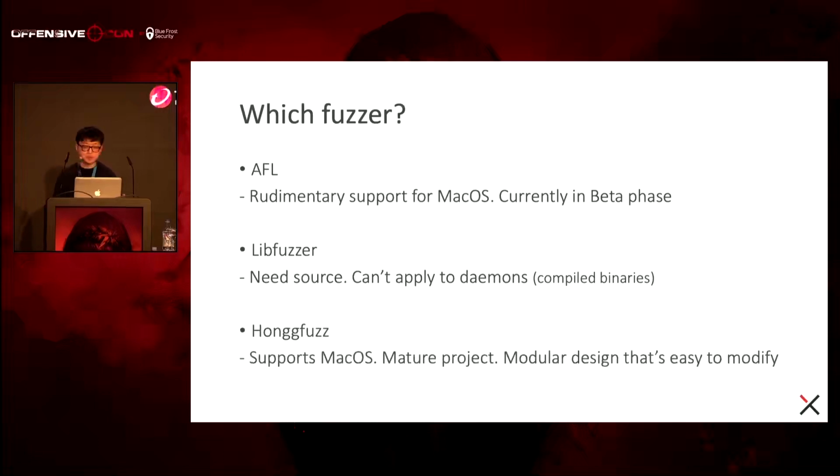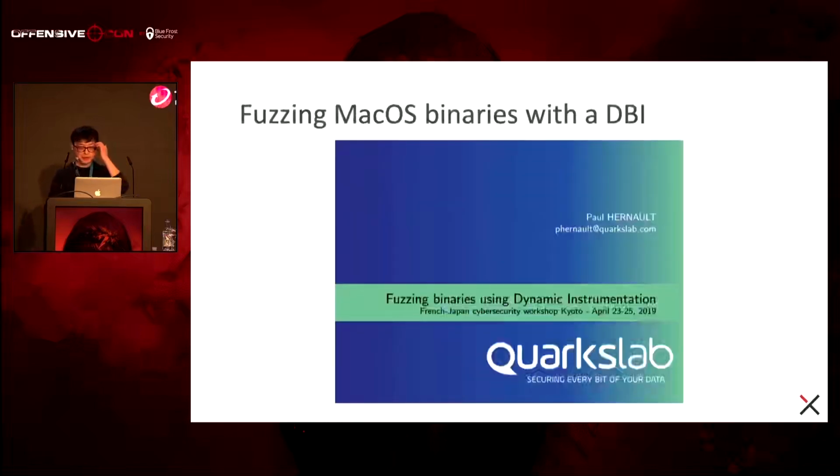Finally, there's Honggfuzz. Personally, I think Honggfuzz is pretty underrated, because if you look at most fuzzing projects, they're pretty much some kind of fork of AFL. But I think Honggfuzz is very stable, feature-rich, modular, and the source code is pretty easy to read and modify. Most importantly, it fully supports macOS, so it was perfect for this project. So I decided to build my fuzzer based on Honggfuzz.